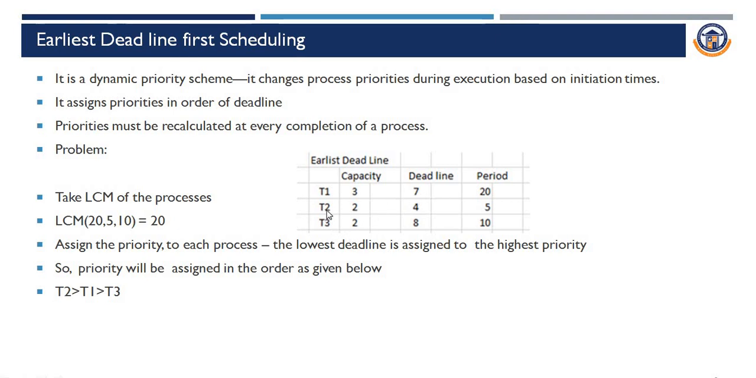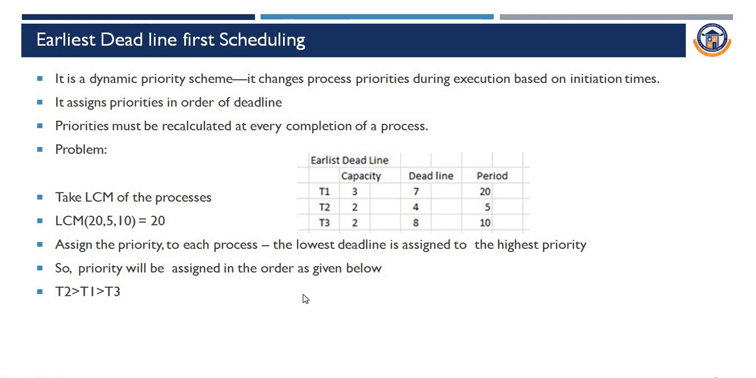And similarly T2: though we have 5 periods, before the deadline of 4 in each division, it has to process 2 units. For each 10 units, it has to process 2 units.